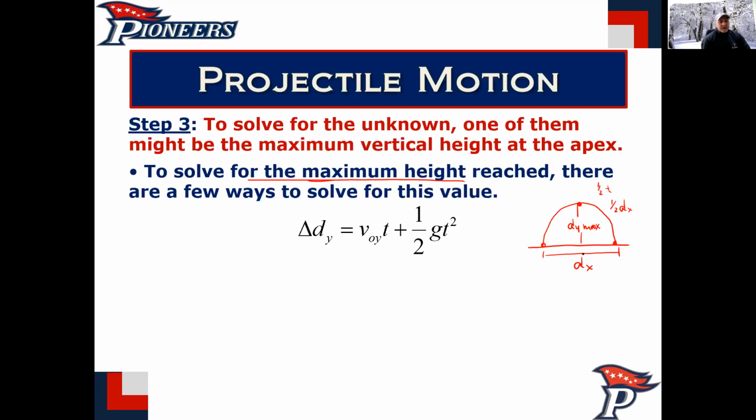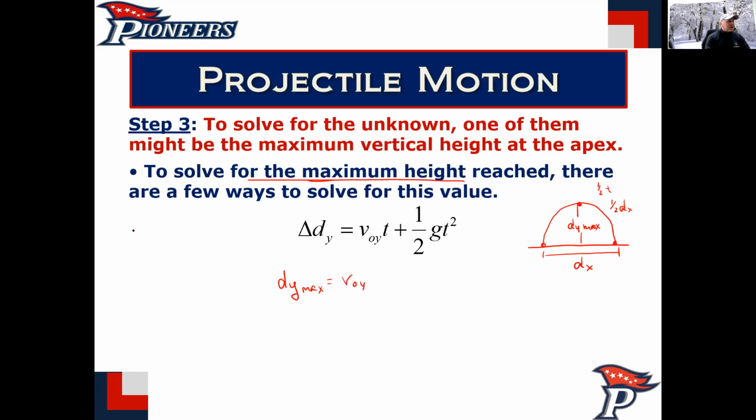So we don't need the distance. The distance isn't going to help us, but the time is. If it takes 10 seconds to land here, it means it's going to take 5 seconds to get to its highest point. 5 seconds to go up, 5 seconds to come down. So when I use this equation to find dy max, the maximum height, you don't have to label it like this.